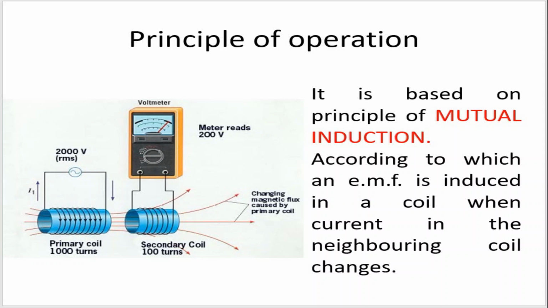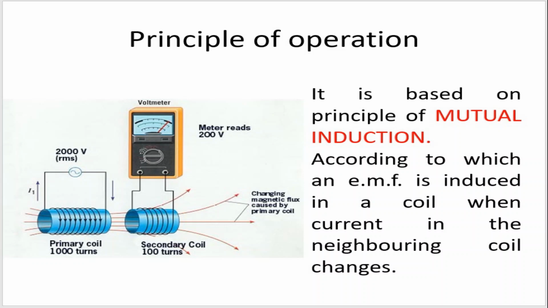So an example is shown here. Two coils are shown. One is called a primary coil because it is connected to the source, having 1,000 turns, and the other is called a secondary coil. It is having 100 turns and a voltmeter is connected across the secondary coil.